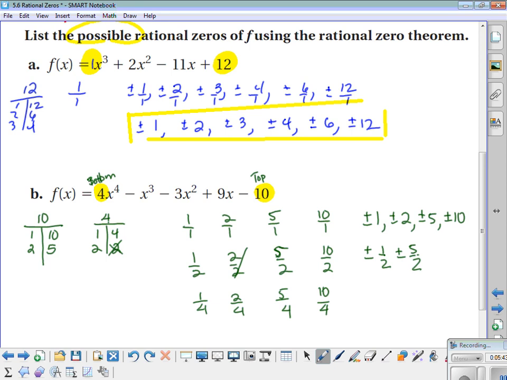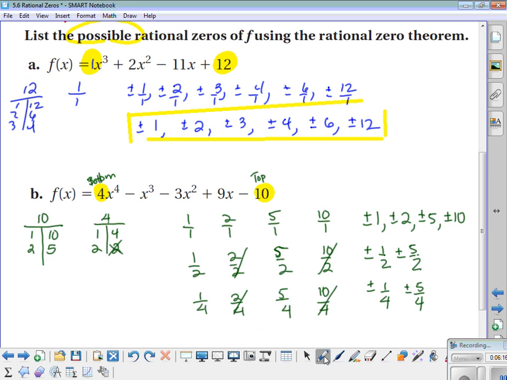Okay, how about 10 over 2? What's that reduced to? 5. Have I already written 5? I have, so I don't need to write it again. All right, 1 over 4, that's not a duplicate, so I'll write that down. What about 2 over 4? What's that reduced to? 1/2. I already wrote that down. It's a duplicate. 5 over 4 is not a duplicate, though, so I write that down. And then what about 10 over 4? What's that going to reduce to? 5 over 2. I already wrote it down.